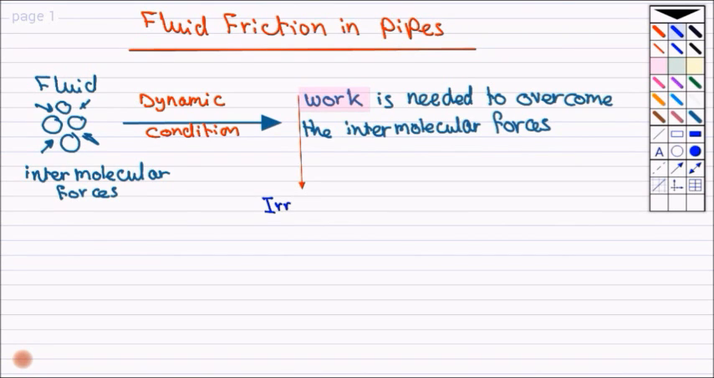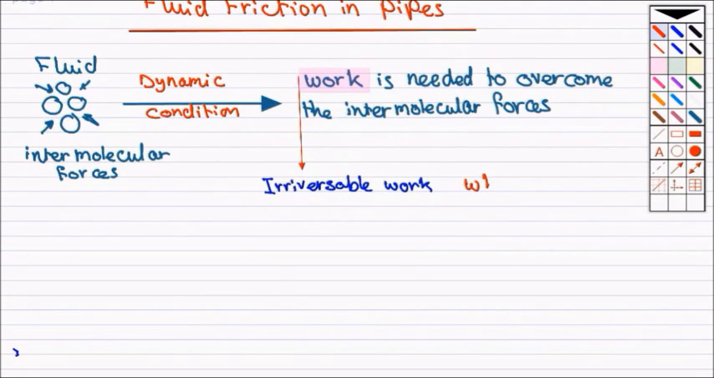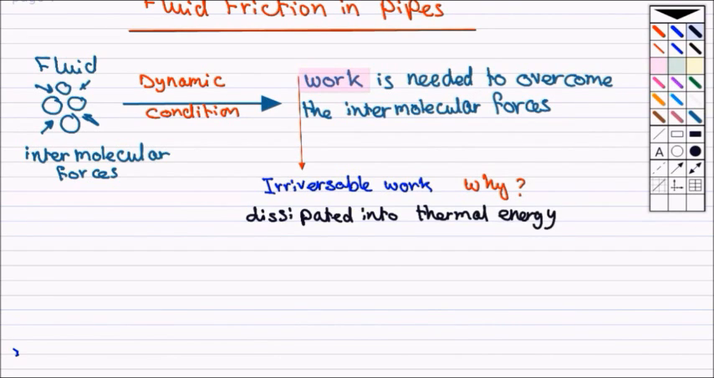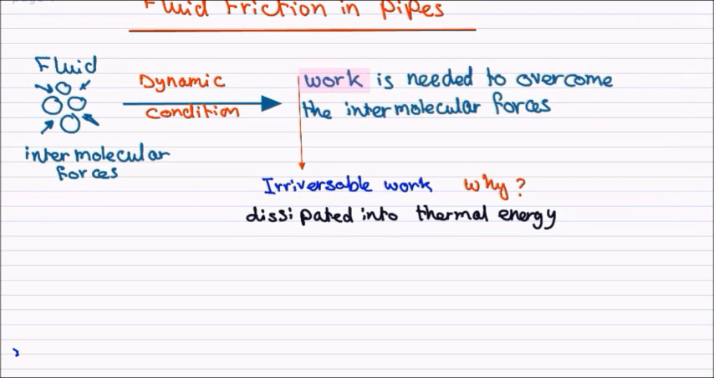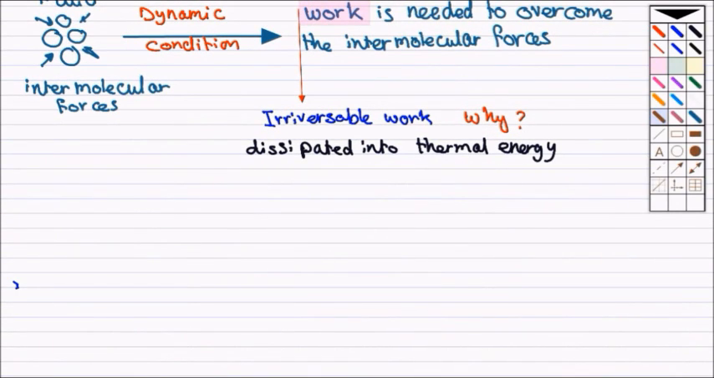The mechanical energy of this work is irreversible. Why? Because it's converted into thermal energy, and it's called energy dissipation, because useful mechanical energy is dissipated into useless thermal energy. This is called friction loss per unit mass of fluid.